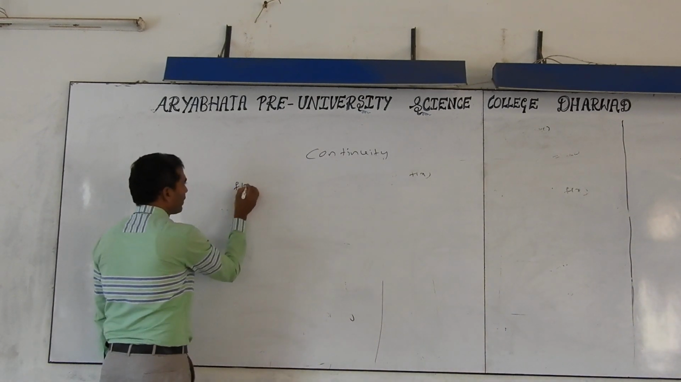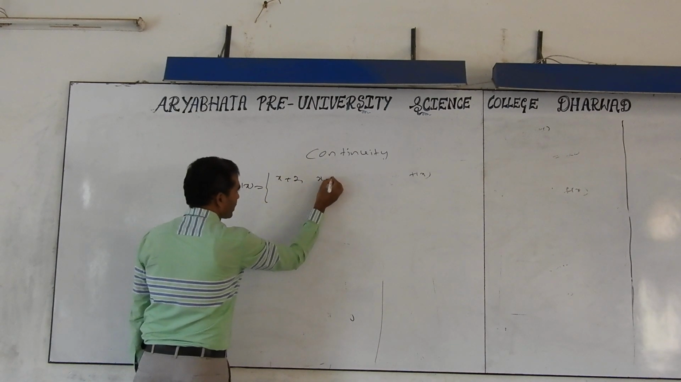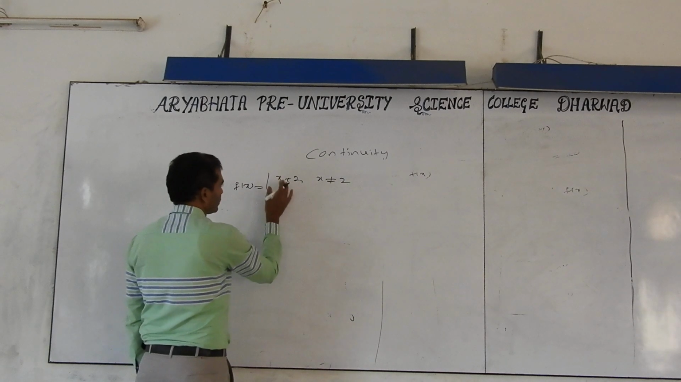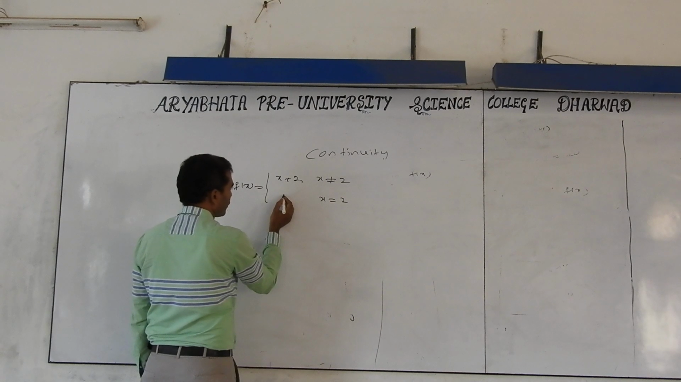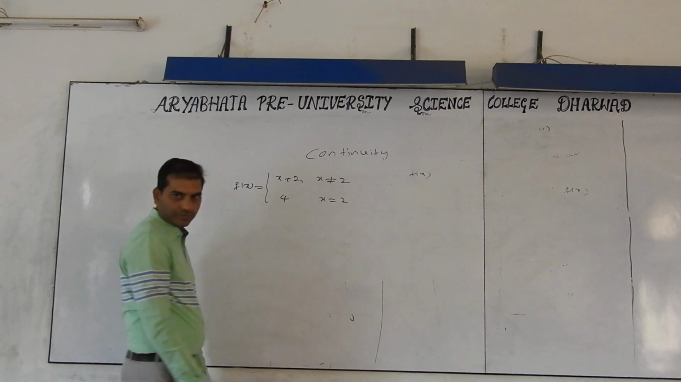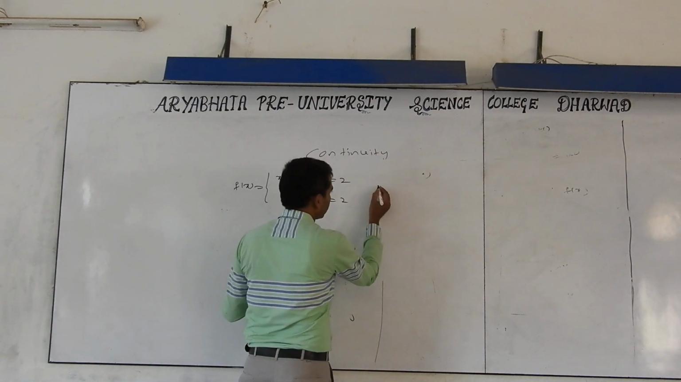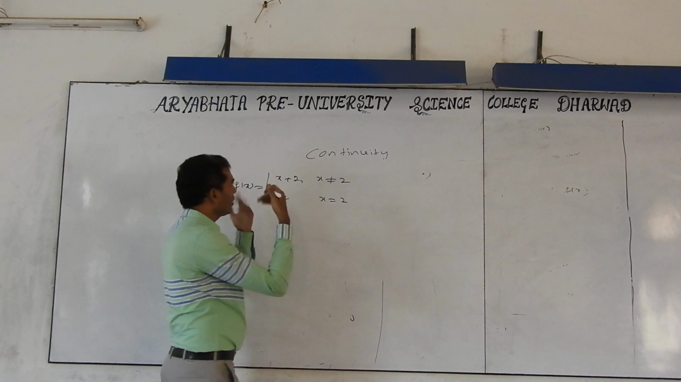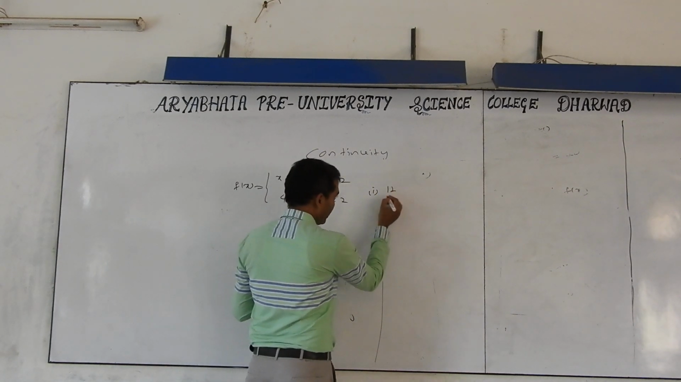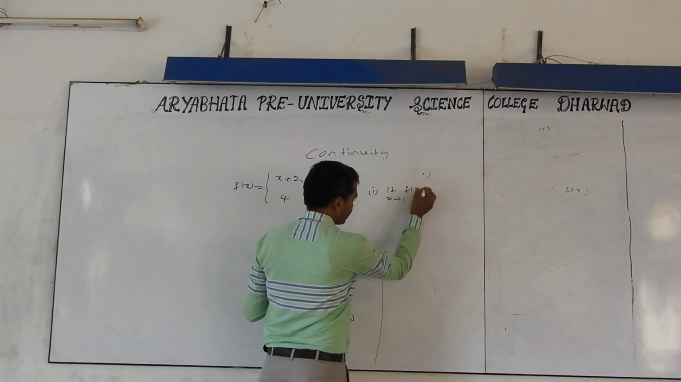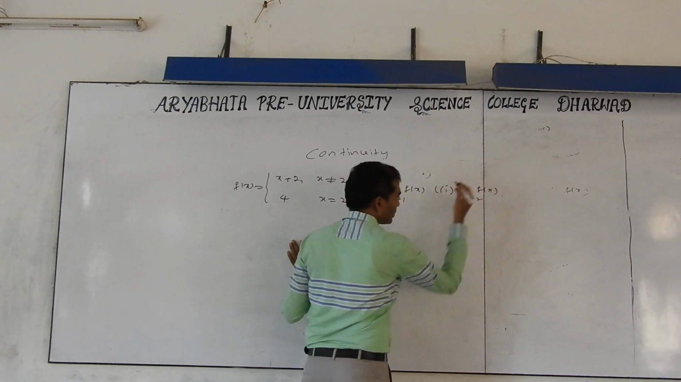For example, f of x equals x plus 2 when x is not equal to 2, and x is equal to 4 at x equals 2. Now, tell me, is it a changing function? It's nowhere changing. First, limit x tends to 1 f of x. Second, limit x tends to 2 f of x. Right?